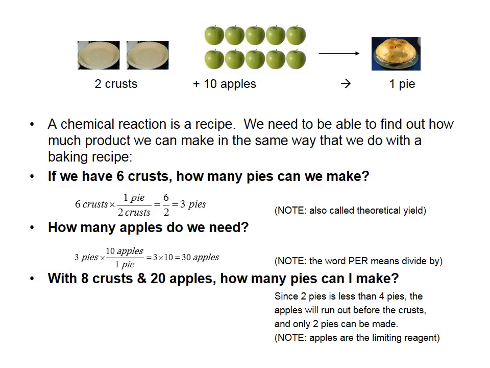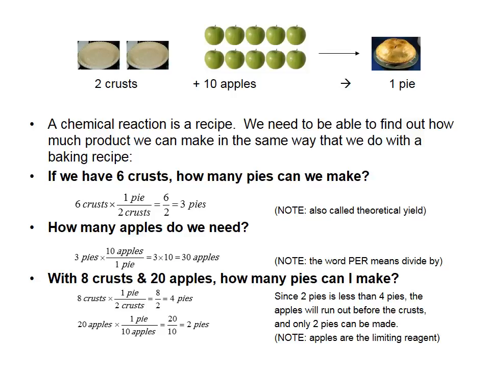Now, it gets a little complicated if I have 8 crusts and 20 apples, because truthfully, only one of those matters. One of them I'm going to have extra left over. So I have to kind of figure it out. But I can't directly compare crusts and apples because we've always said you can't compare apples and oranges. I have to get them into common units. So we're going to say, how many pies could I make from the 8 crusts? How many pies could I make from the 20 apples? Then I'm comparing pies and pies, and I can make a comparison.